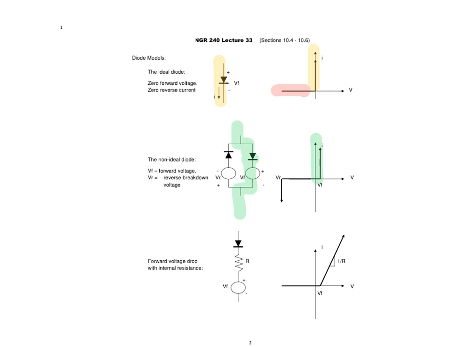Now, if we want to actually have the reverse breakdown voltage shown, we can go ahead and show that in the case of a high reverse voltage or reverse bias, we again will end up with an ideal diode together with a voltage source, and that is going to show that the diode will conduct in that case if we have a high reverse voltage.